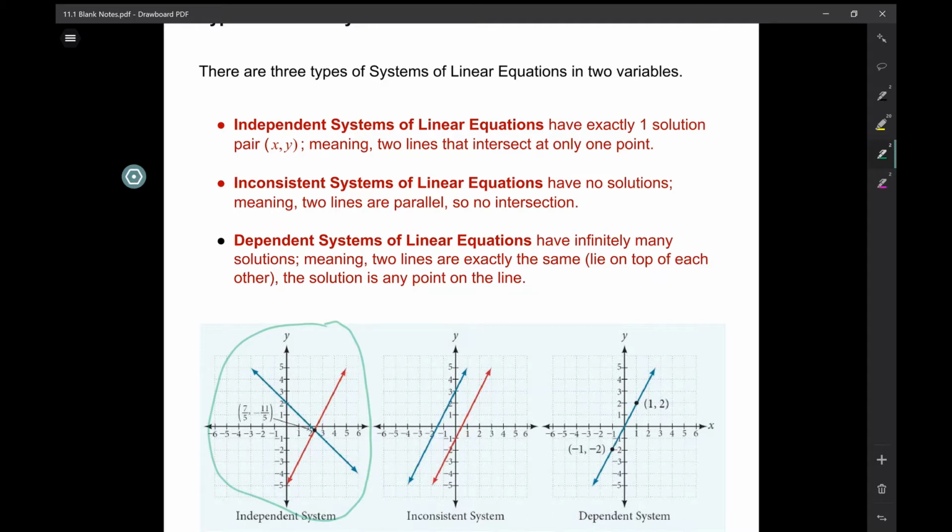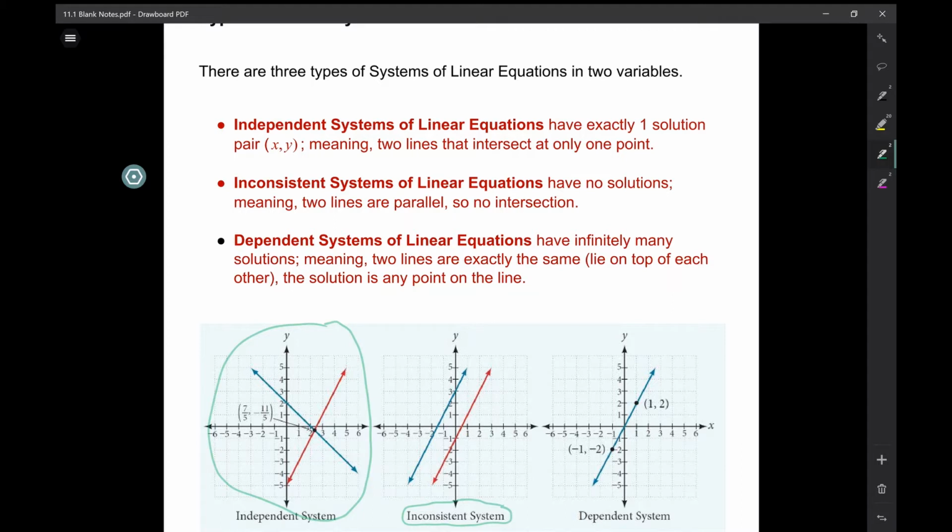A couple other things can happen. You could have an inconsistent system of linear equations. These have no solutions because the lines are parallel. So this one right here is your inconsistent system. And you can see there's not going to be any solutions because those lines are never going to cross. So there's never going to be a point on both the blue line and the red line.